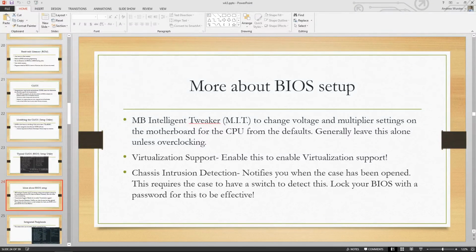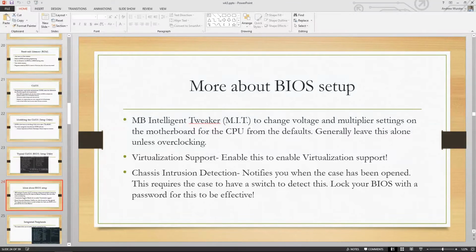Can't stress enough. So virtualization support, you'll obviously need that if you're running any virtual machines. And VirtualBox and Workstation Pro will, when you try to turn on a virtual machine without that enabled, say, hey, you don't seem to have virtualization support on your motherboard. You'd be like, I'm pretty sure I do. My motherboard's pretty high-end. So you look in there.